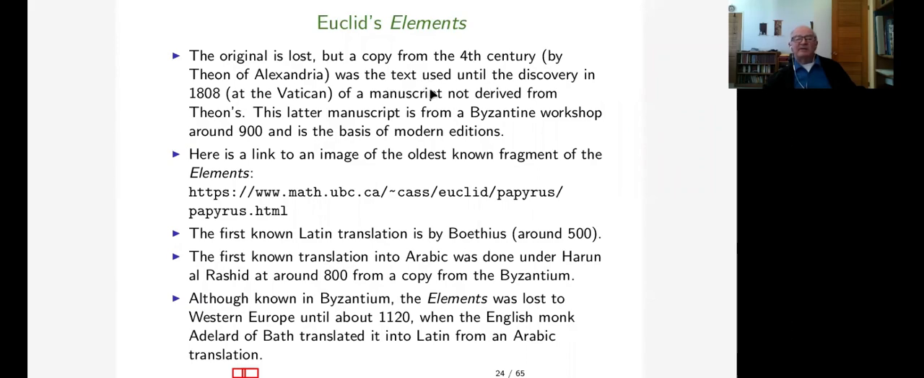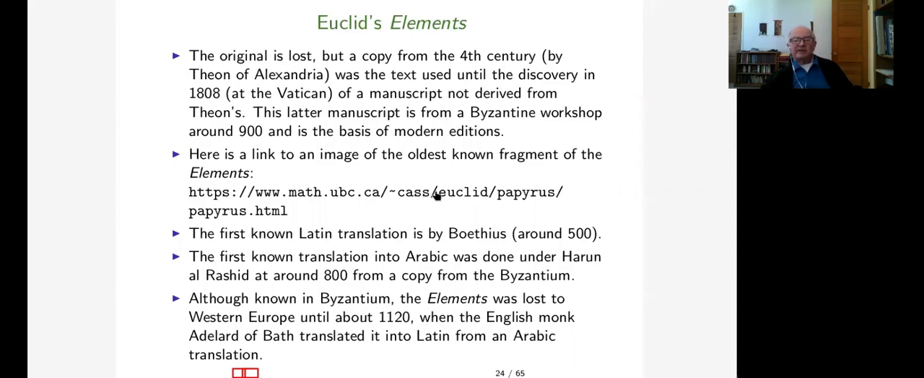there were publications made much later throughout the Arab world and in Europe, until in 1808, when at the Vatican, a manuscript was discovered, which was not a copy of Theon's version, but was a manuscript from around 900 from a Byzantine workshop.